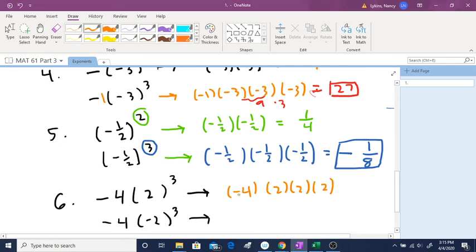Now watch what this gives you. Since you only have one negative sign, your answer is going to be negative. So all you have to do is say, multiply. Well, 2 times 2 times 2, I know is 8. Times this negative 4, that's where you get a negative 32.